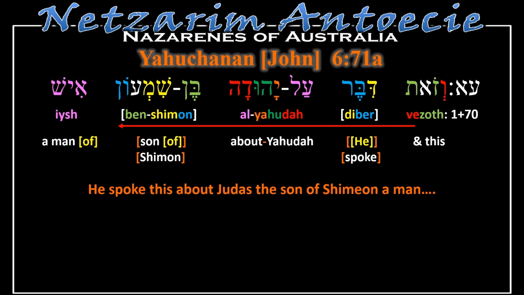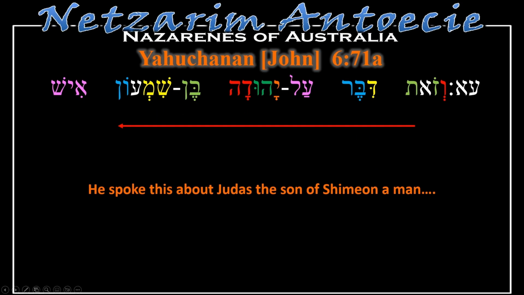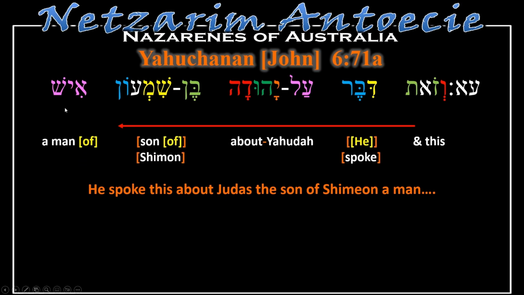because I'm giving you a better understanding of his name, which we know, he's called Ishcariot, but Ish means man, man of. So we read this: V'zot diber al Yehuda ben Shimon Ish. And this he spoke about Yehuda, son of Shimon, a man of.